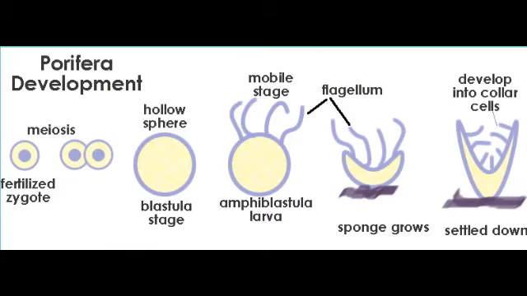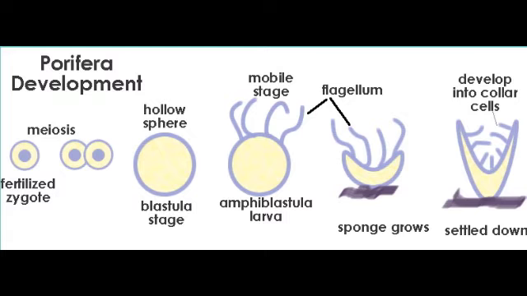When a sponge reproduces sexually, amebocytes differentiate into egg cells or sperm cells. They are then fertilized to produce a zygote. The cell then divides through mitosis. Eventually, it will become a blastula. It then enters the mobile larval stage. It grows a flagellum so it can move.